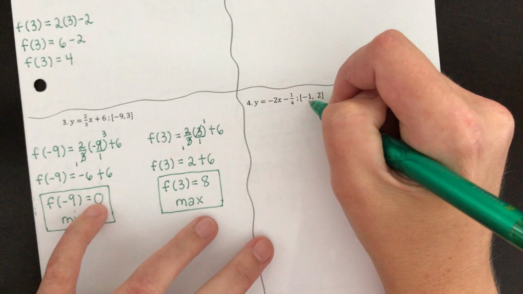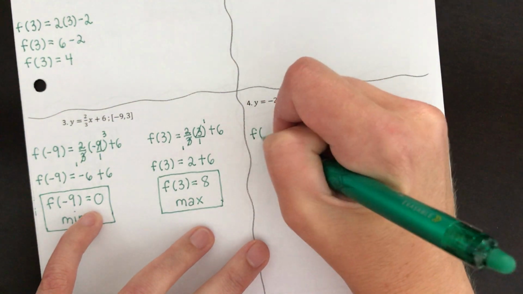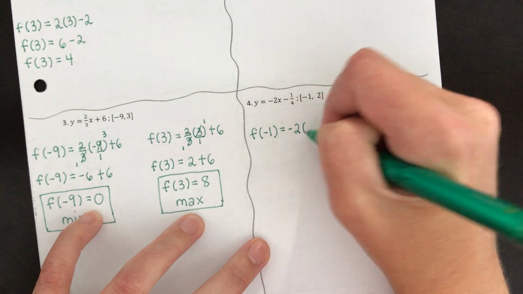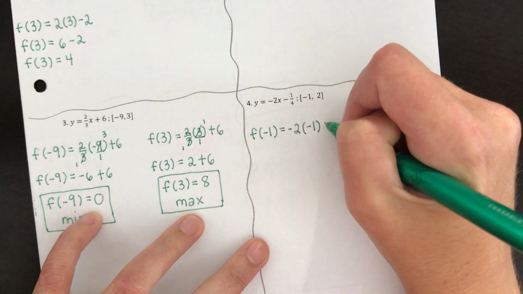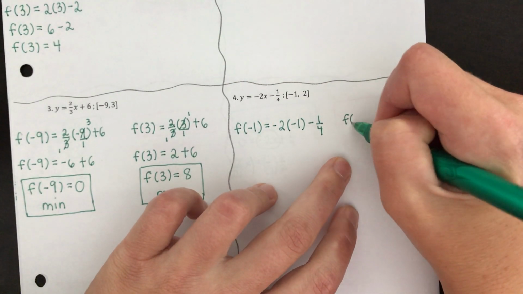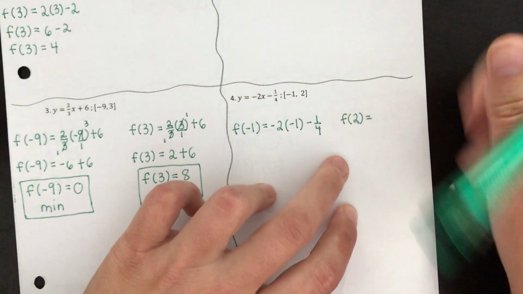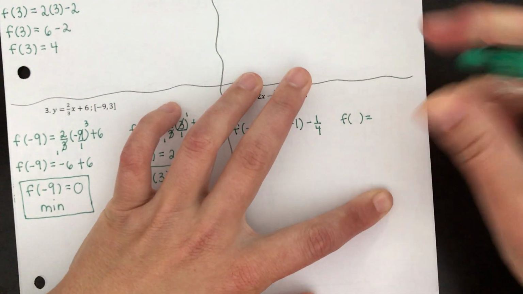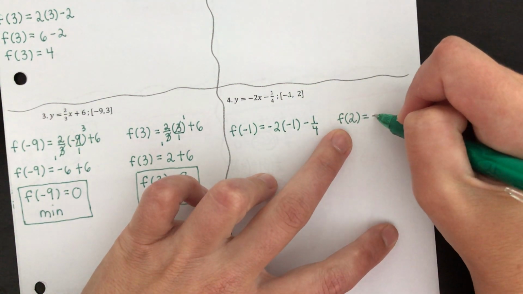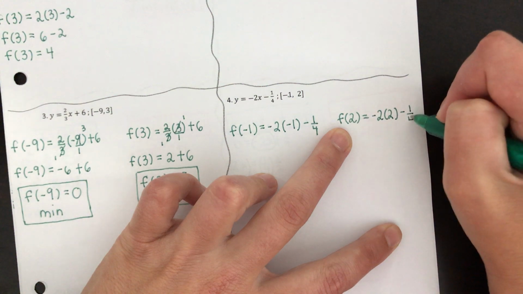On number 4, my boundary is negative 1 to 2. So I'm going to compute f of negative 1, which is going to look like negative 2, where I see x, negative 1, minus 1/4. And then I'm also going to compute f of 2. Remember, these numbers come from the boundary. f of 2 would look like negative 2, where I see x, plug in 2, minus 1/4.